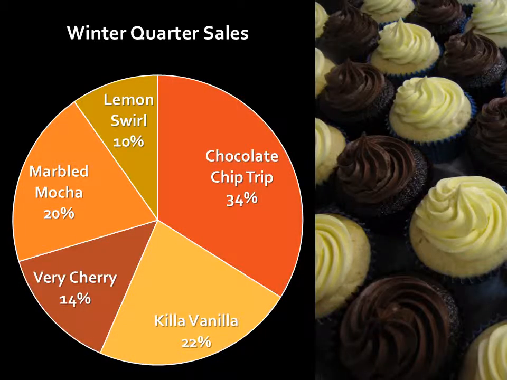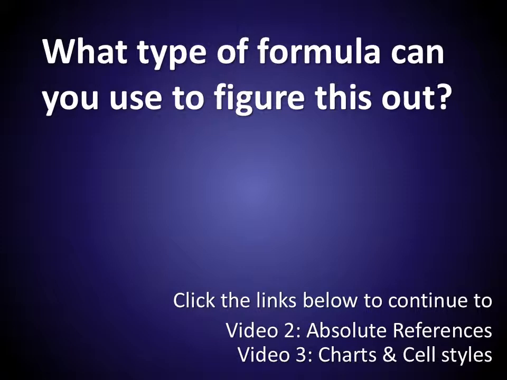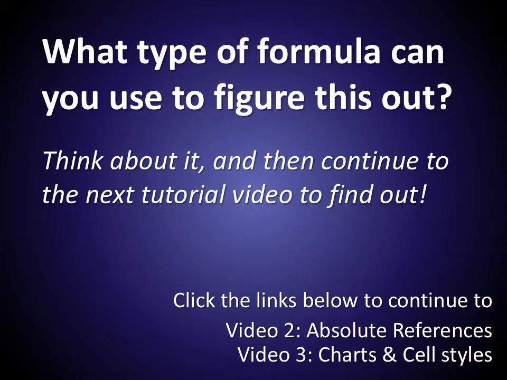Now that you've added up all the totals, you will need to calculate the percentage of sales. What percent of the total was chocolate chip trip or Killa vanilla? What formula could you use to figure this out? Go to the next video to see how you will use Excel to do this.